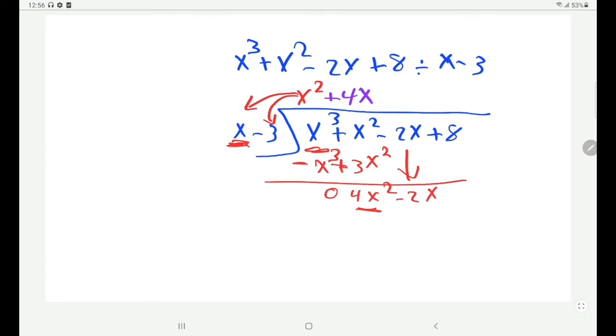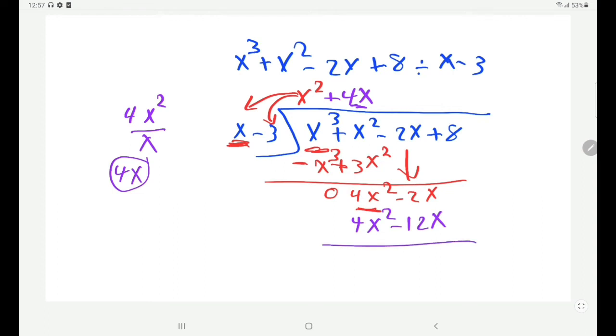If you cannot do it easily like this, you can go ahead and put 4x squared divided by x to the side. So 4 divided by 1 is just 4, and x squared divided by x is x, so it's 4x. That's what I wrote up here. Then you multiply to both terms again of x and minus 3. So 4x times x is 4x squared. 4x times negative 3 is negative 12x.